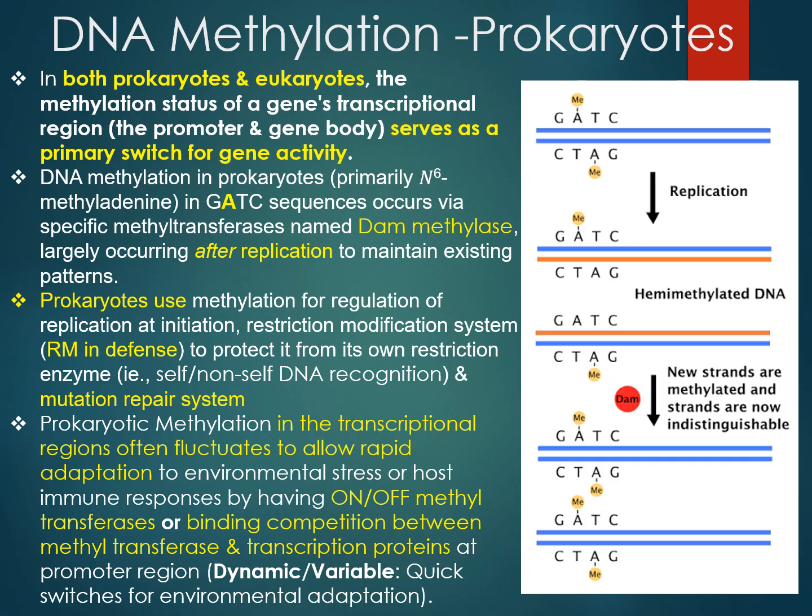In prokaryotes, methylation is used for certain purposes. All of you know that the restriction modification system is available in prokaryotes, especially in E. coli. It is to protect the cell from its own restriction enzymes. So for this purpose also the methylation is useful. Then for the mutation repair system, methylation is essential.